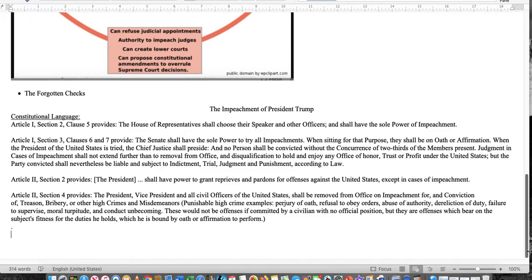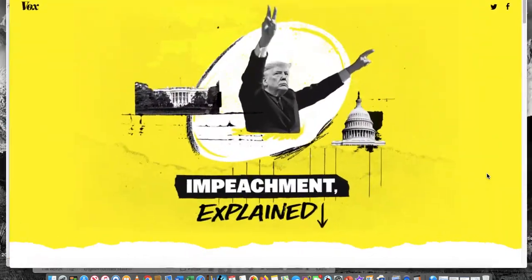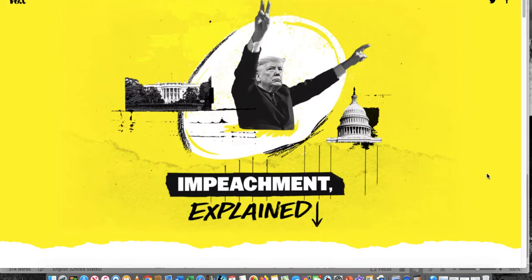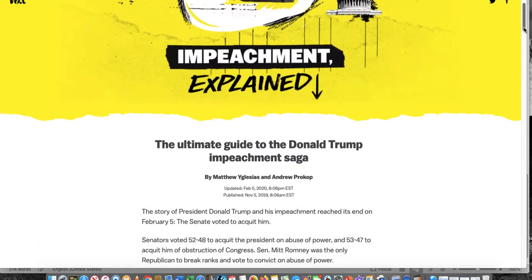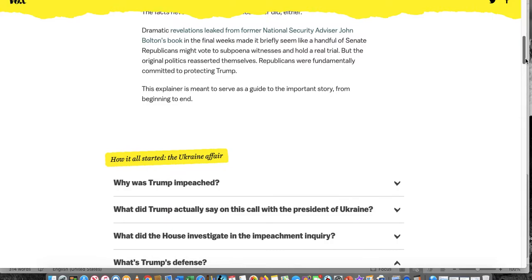I do have a website you can go to, and I will link it to this post that shows you exactly the impeachment of Donald Trump explained, like who's involved, why he's being impeached, what it takes to be impeached, and all the politics that go into it. So it's a really, really good website. It takes 2 seconds to get through and move there.